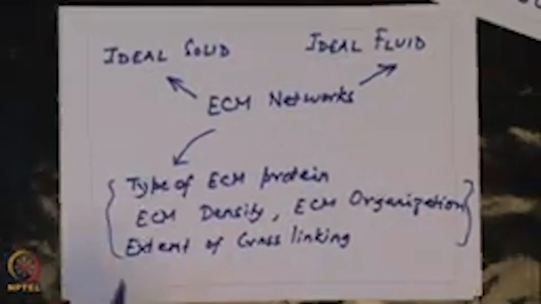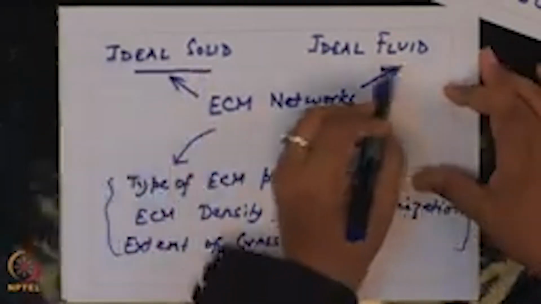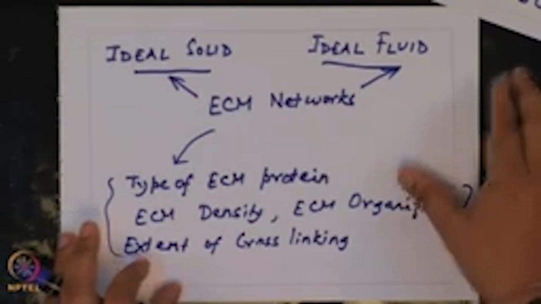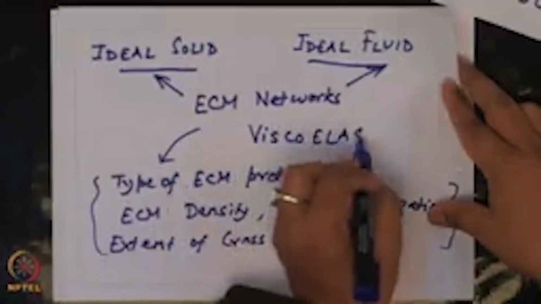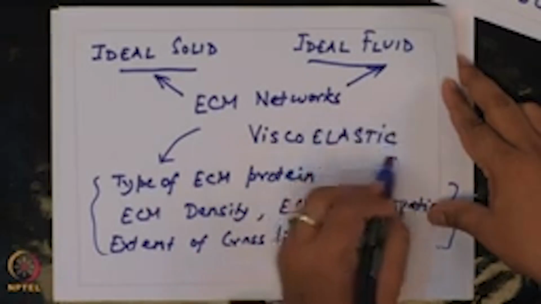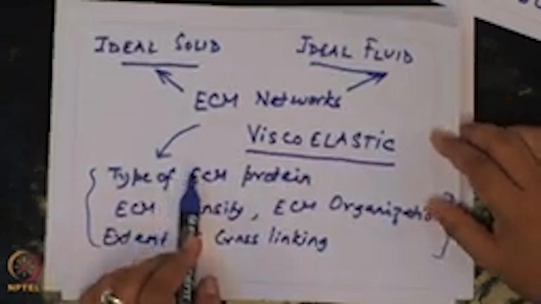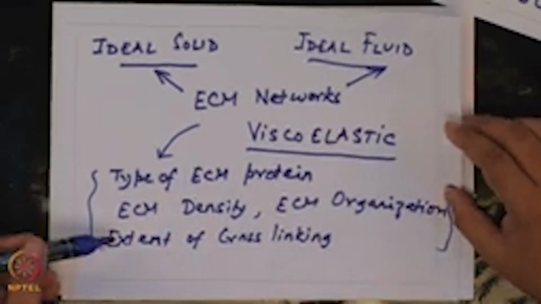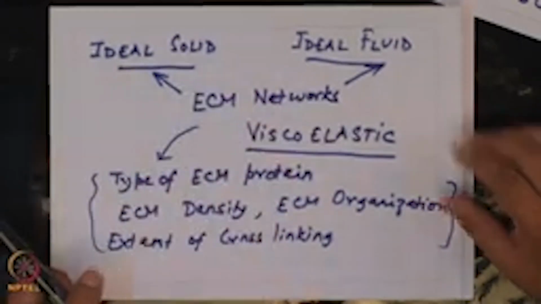So, in essence, an ECM network has some aspect of solid and some aspect of fluid, and hence ECM networks are generally called viscoelastic. ECM networks are inherently viscoelastic. Depending on how you prepare it, you might have a solid or a fluid or some property of both.